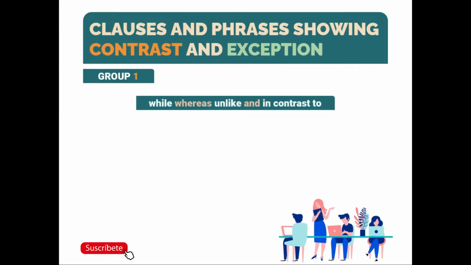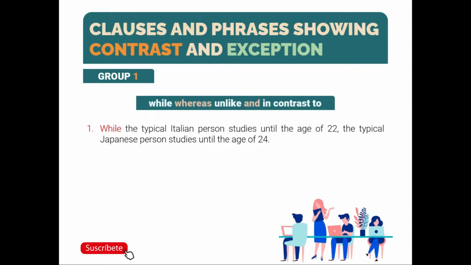Let's see some examples. Number 1. While the typical Italian person studies until the age of 22, the typical Japanese person studies until the age of 24. Here we are contrasting the age of a typical Japanese and Italian person. The fact that one studies until the age of 22 and the other until the age of 24. While contrasts part A and part B of the sentence.